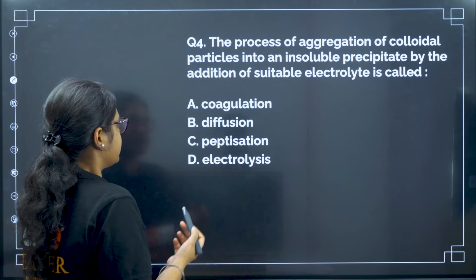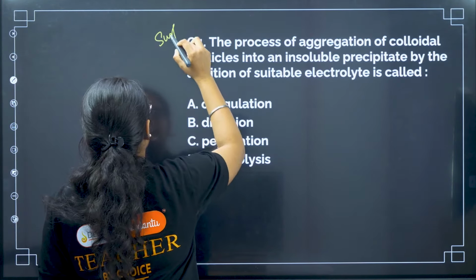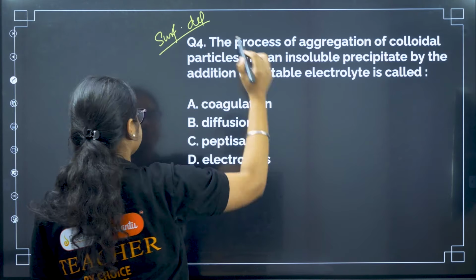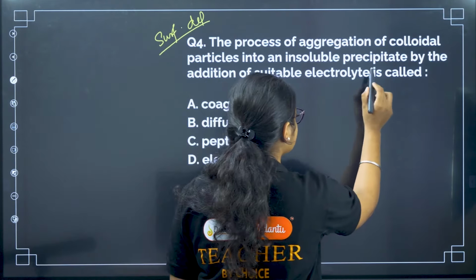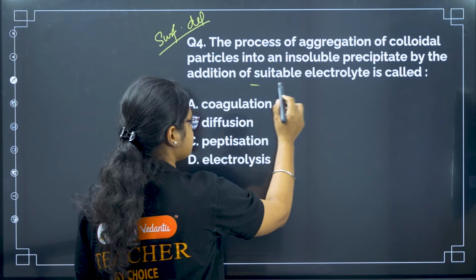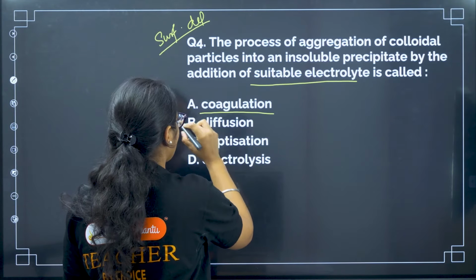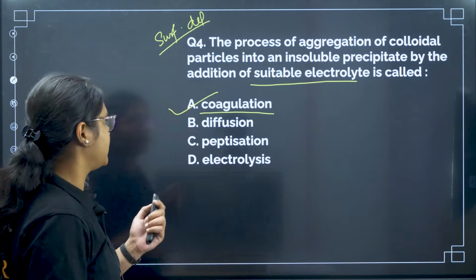Next, okay, this question is also from surface chemistry, that is your deleted syllabus. The process of aggregation of colloidal particles into an insoluble precipitate by the addition of suitable electrolyte is called coagulation. Okay, the correct answer is option number A.